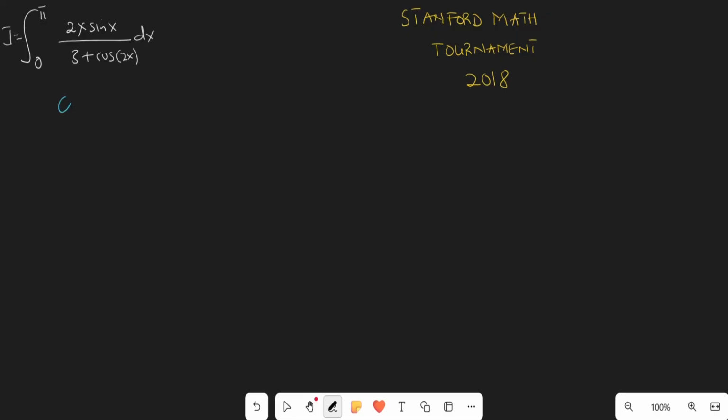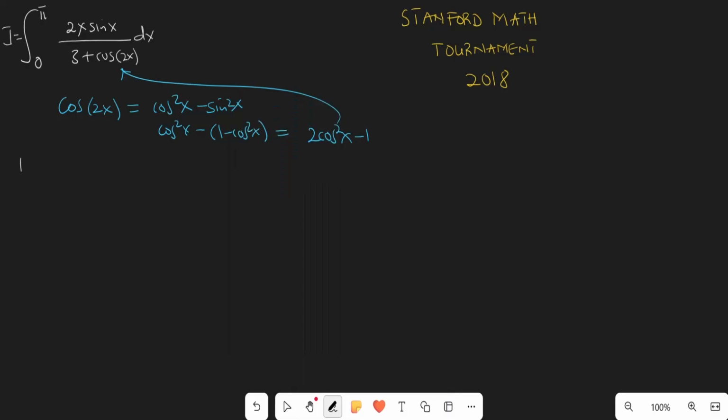So we can start off by rewriting what cosine 2x is. This is cosine square x minus sine square x. But we know that sine square x is the same as 1 minus cosine square x from the Pythagorean identities. So this simplifies to 2 cosine square x minus 1. So we can just plug that into our integral.